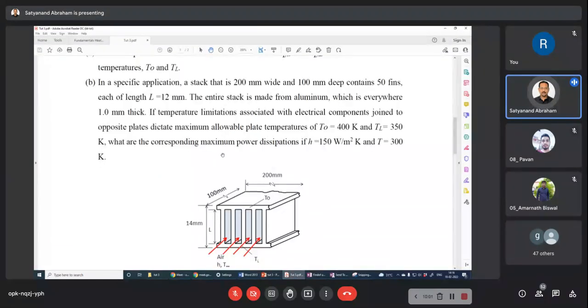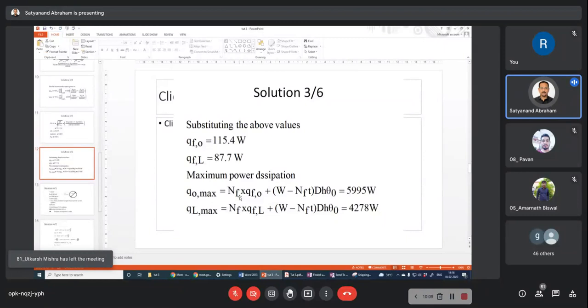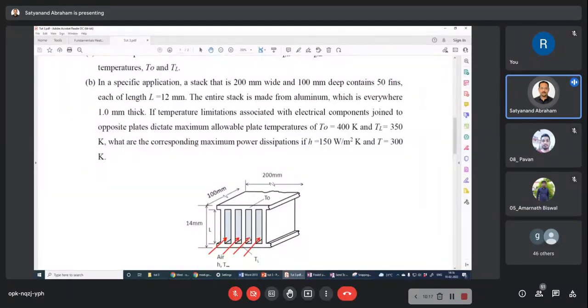But here, what is asked is the corresponding maximum power dissipation. Therefore, you can see the number of fins multiplied by QF divided by the base area. So that's what is going to be asked. It is given that the stack is 200 wide and 100 deep. So 200 is the total width and 100 is the total depth.